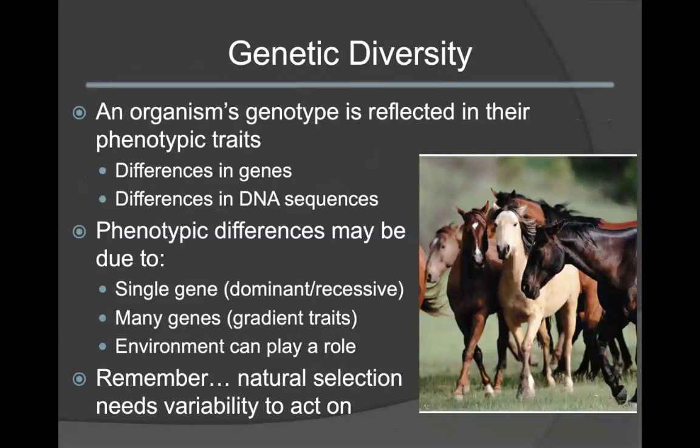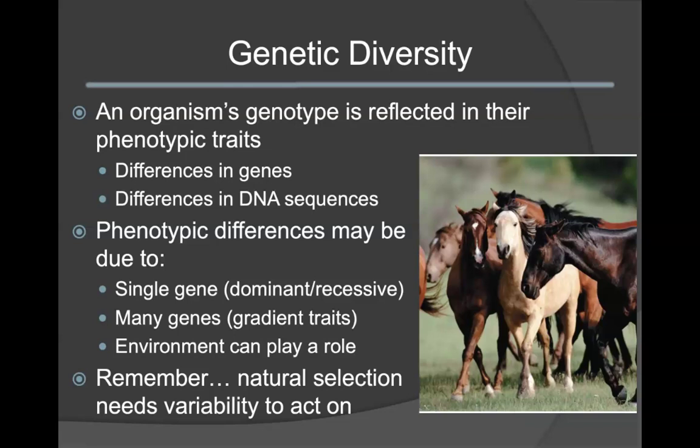An organism's genotype, or genetic makeup, is typically reflected in their phenotype, or overall morphology. Differences in phenotypic traits usually reflect differences in genes and differences in DNA sequences. Phenotypic differences can be due to various reasons.